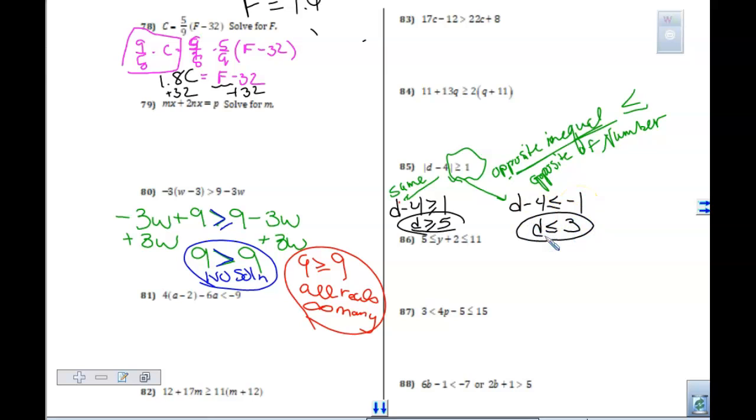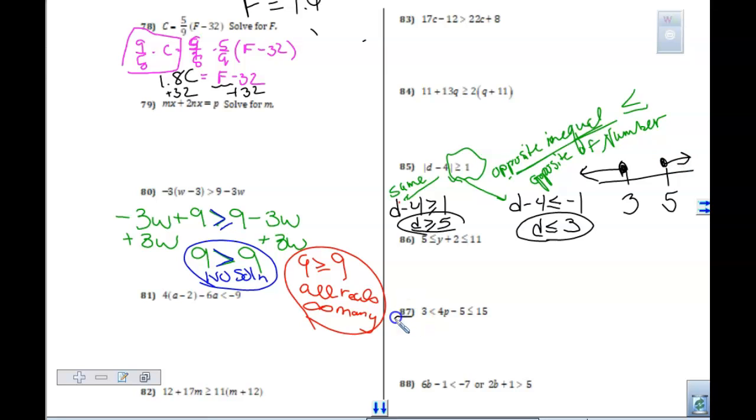I don't know if you remember when we did absolute value, if it goes away or goes towards it. If we were going to do a graph of this one, this would be at 3 going less, and this would be at 5 going greater. They have nothing in common. So when something is greater or equal, it goes away from each other. When it's less or equal, it goes towards.